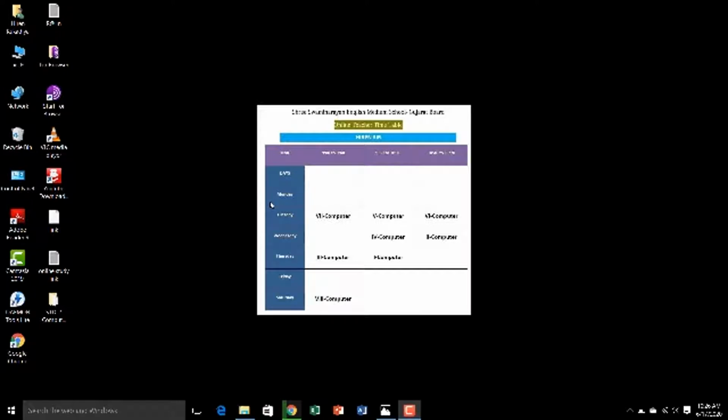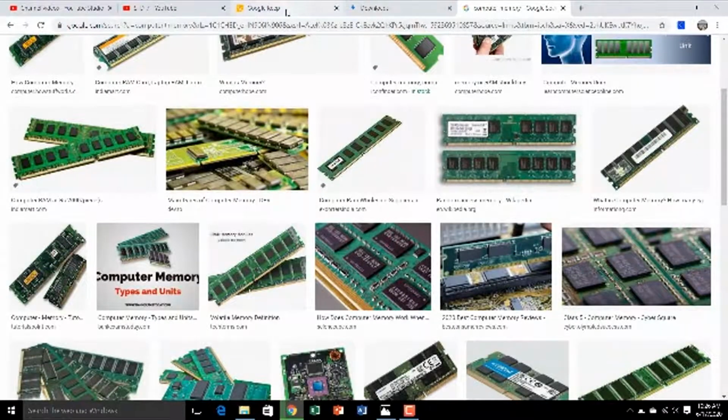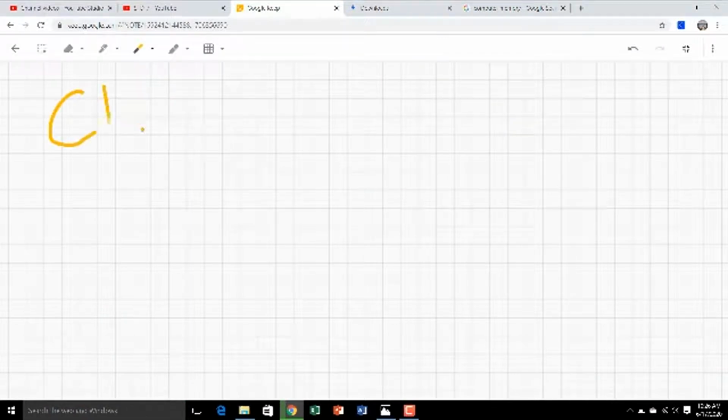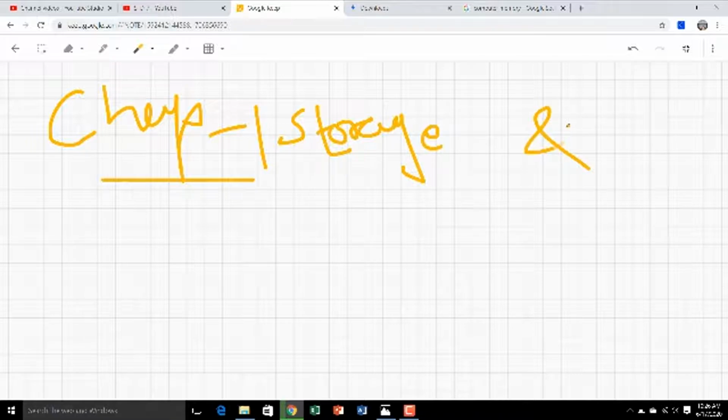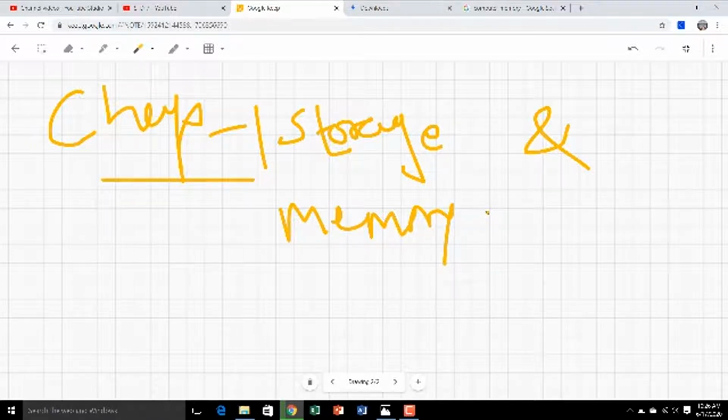Okay, chapter first. We have already started the first chapter, storage and memory devices. We have already discussed some parts of this chapter, but you will do a first revision, then move to the next topic.